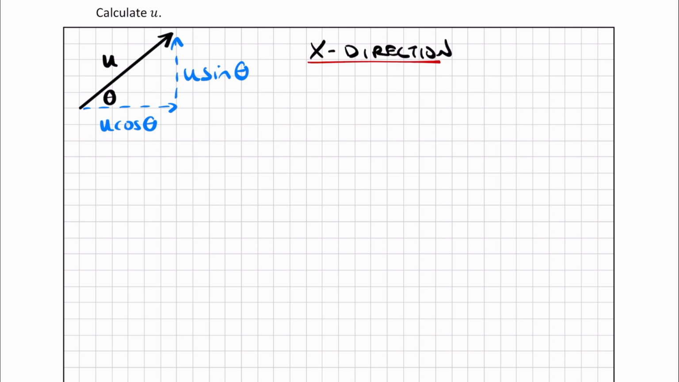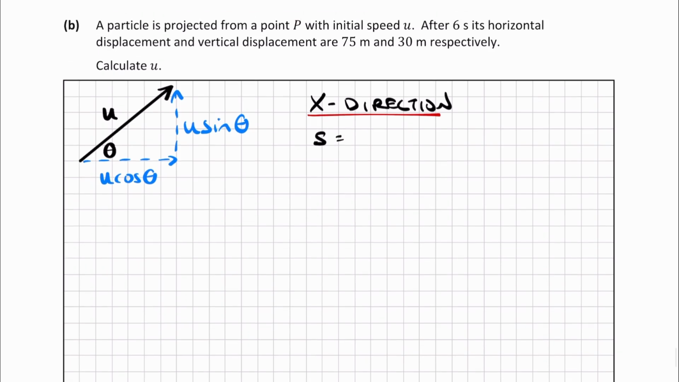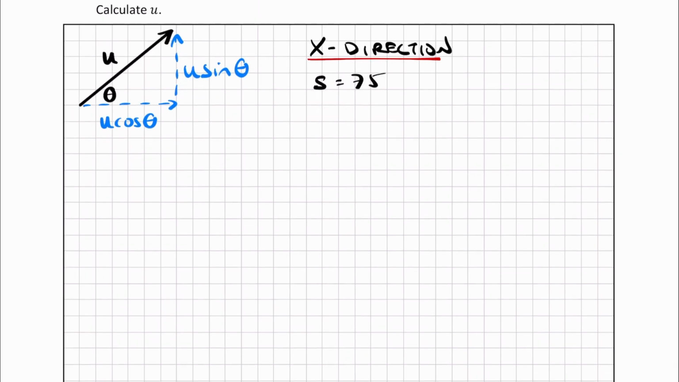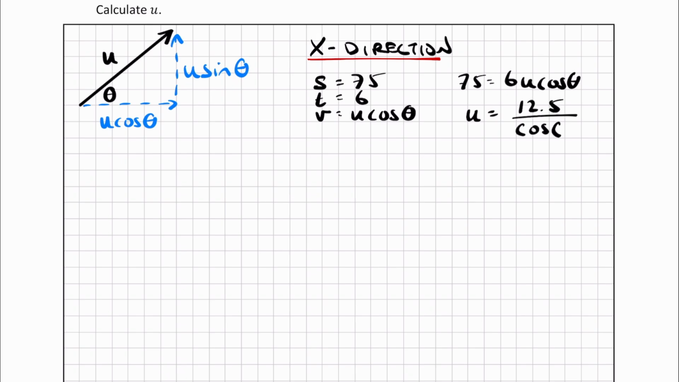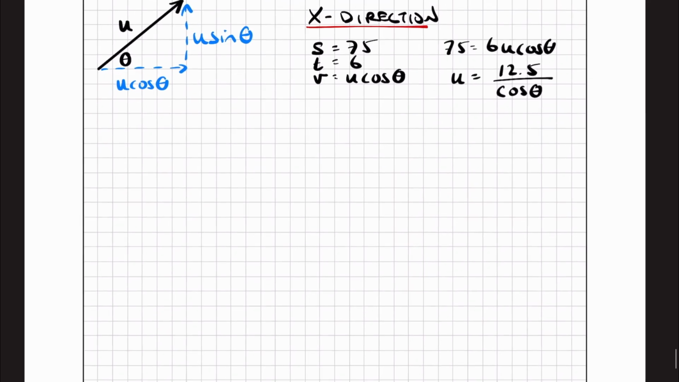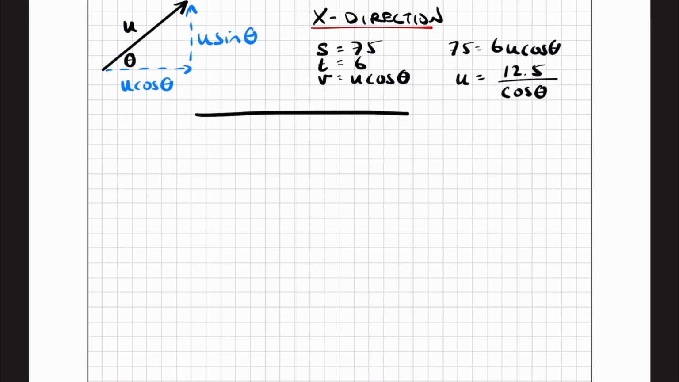I'm going to say that my S, my distance in the x, so just be careful, horizontal displacement is 75. My time is 6 seconds, and my velocity is u cosine theta. So I end up getting 75 equals 6u cos theta. Distance equals speed by time. You can simplify that. Let's divide that by 6. Is it a nice number? Yeah, I'm going to rearrange it to say u equals 12.5 over cos theta. Maybe you might need to get cos theta alone, but sure, we'll put it like that for now and see what happens. Next one, let's do the y direction.